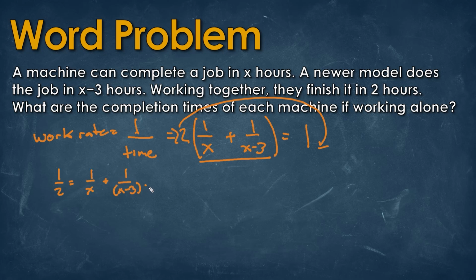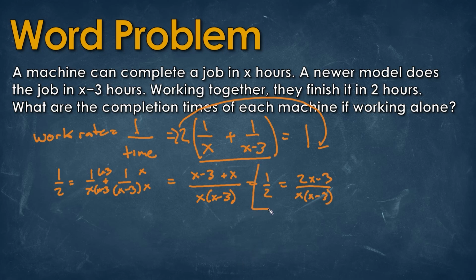We would multiply top and bottom by x on this fraction and x minus 3 on this fraction. And so what we're going to get is x minus 3 plus x over x times x minus 3 is equal to 1/2. Now that fraction will simplify to 2x minus 3 on top and then x times x minus 3 at the bottom. If we look at this information right here, we can do cross multiplication on both sides, and we're going to get that 4x minus 6 is equal to x times x minus 3, and that's equal to x squared minus 3x.